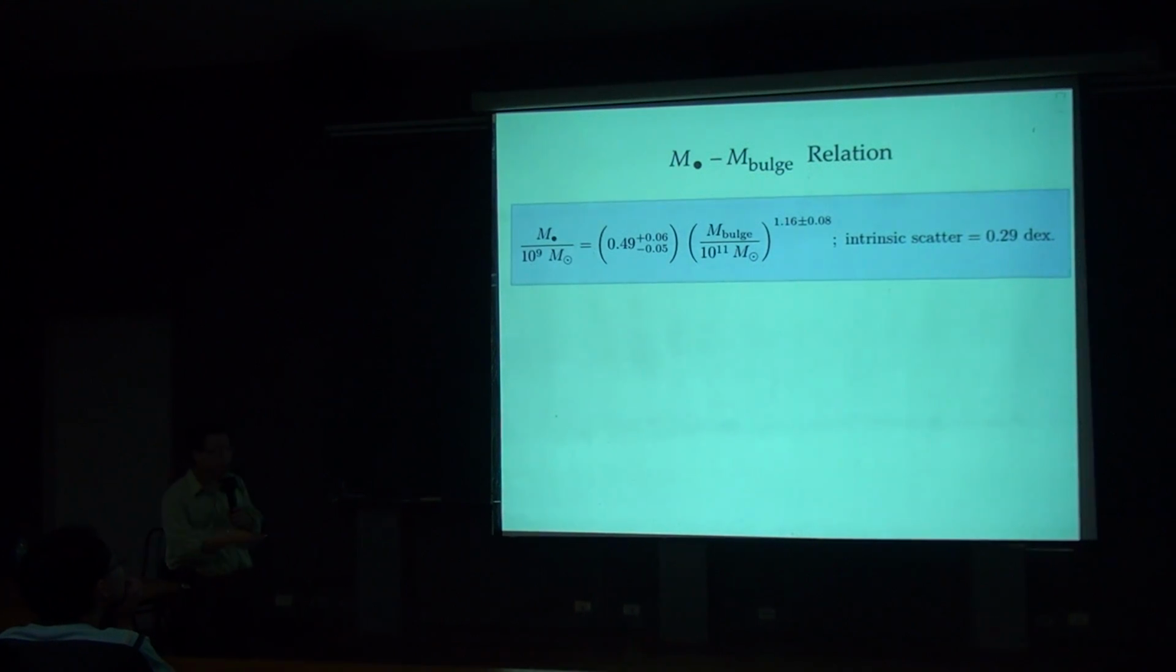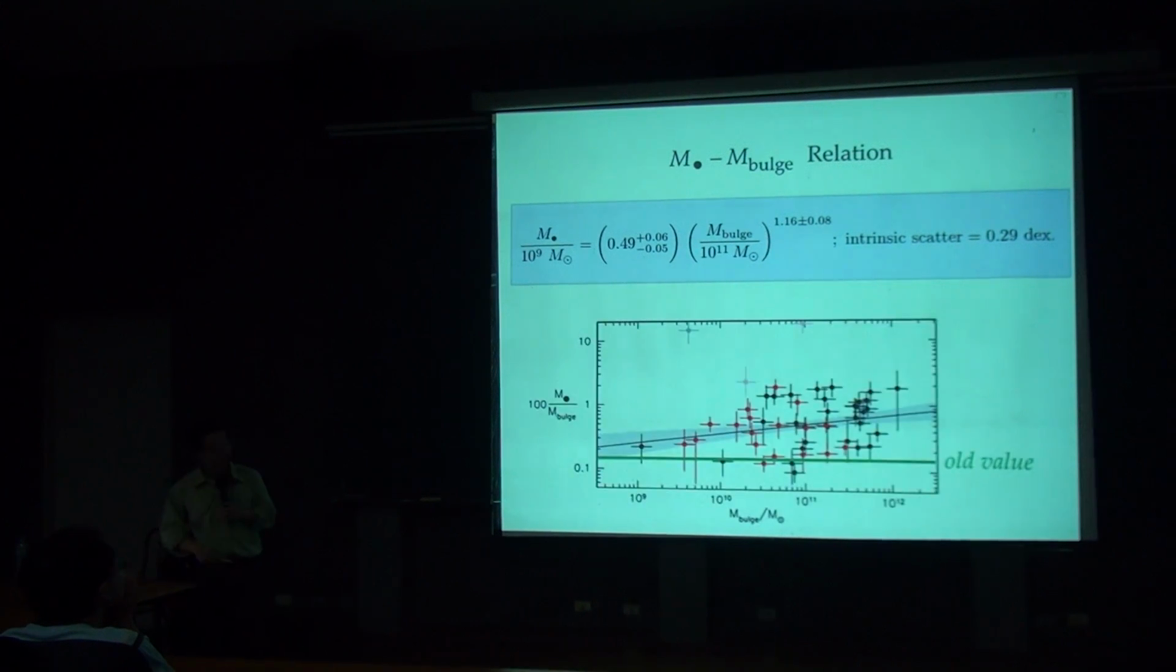And there are 3 things to note. First, the slope is formally, although marginally, steeper than unity. It's not 1, it's closer to 1.2. The normalization is not 0.15 or 0.13, but it's really about 0.5. This is a significant increase by about a factor of 4. Okay. The relative mass fraction of the black hole compared to the bulge is 4 times higher than what we thought. And the intrinsic scatter is not larger. In fact, it's the same.